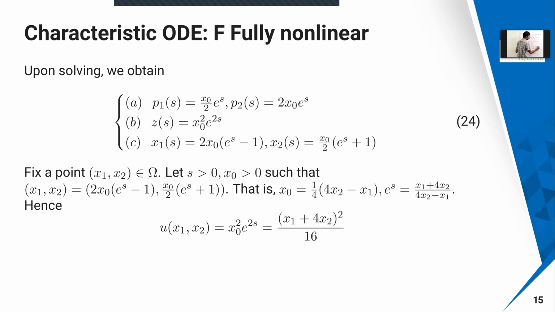So I'm just going to write it this way: P is x naught by 2 e power s, and Q is going to be written as 2x naught into e power s. Some constant you are going to get. I'm just solving it together, and then we are going to get this one. We have to solve this together.